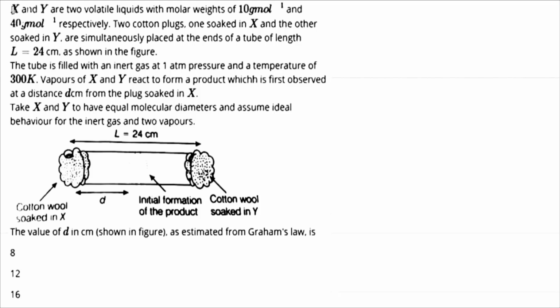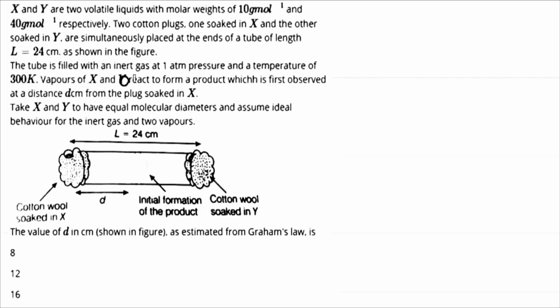Hello students, here the question is given: X and Y are two volatile liquids with molecular weights of 10 gram per mole and 40 gram per mole respectively. Two cotton plugs, one soaked in X and the other soaked in Y, are simultaneously placed at the ends of a tube of length L equal to 24 centimeter as shown in the figure.